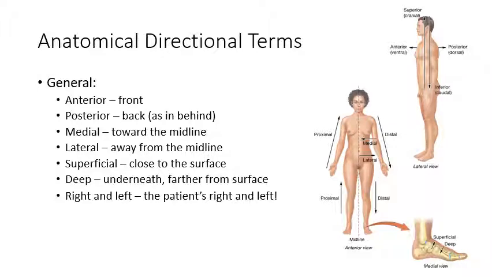We also use specific directional terms in anatomy to describe where one thing is compared to another thing. The general terms that we use that apply to all parts of the body are anterior versus posterior, which means front versus back, medial versus lateral, which means towards the middle of the body or the midline of the body versus away from that midline, superficial versus deep, close to the surface versus deeper underneath the surface, and then right and left, of course.